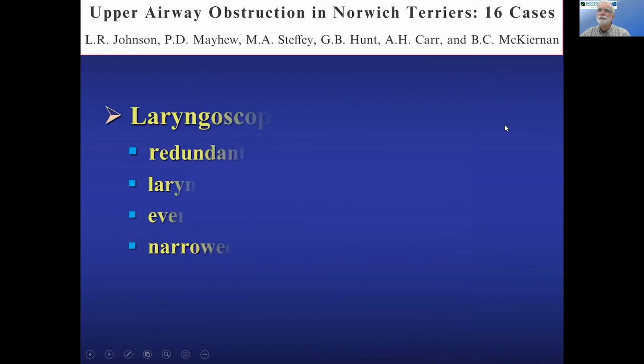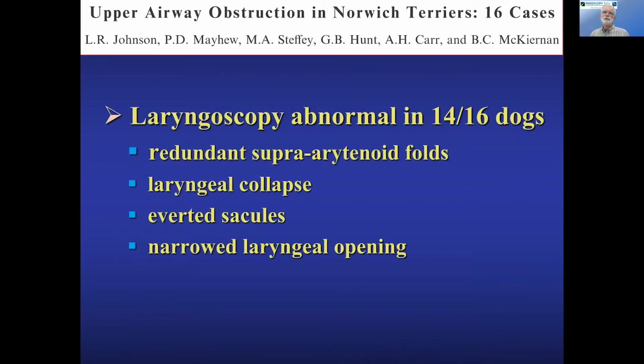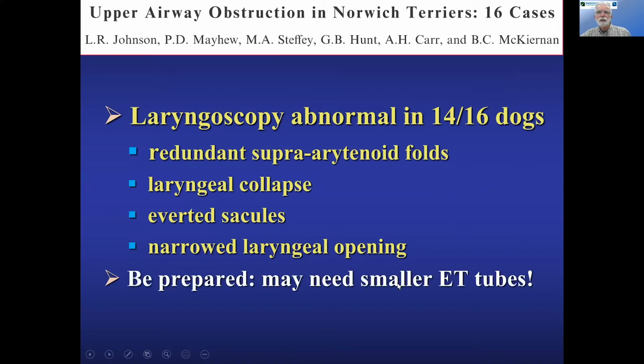Okay. So redundant supra-arytenoid tissue, laryngeal collapse would occur because of the, like that last case I was just showing, everted saccules and a narrowed abnormally shaped laryngeal opening in 14 of these 16 dogs that were looked at. 12 were scoped for problems, 4 were scoped out of interest. And I think it was 2 or 3 of the ones that had no problems, according to owners, were found to have problems when they were scoped, so 14 out of the 16 total, okay? The advice was to be prepared with these dogs. If you're doing Norwiches, have some smaller tubes handy because you may not be able to get a normal size tube for that size dog and need something smaller, so be prepared, okay?